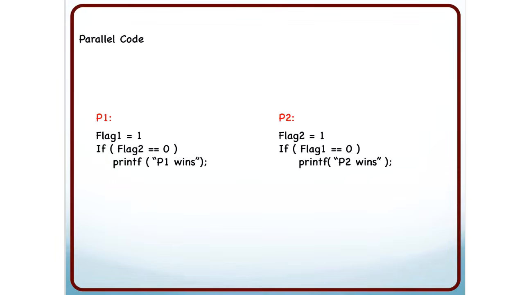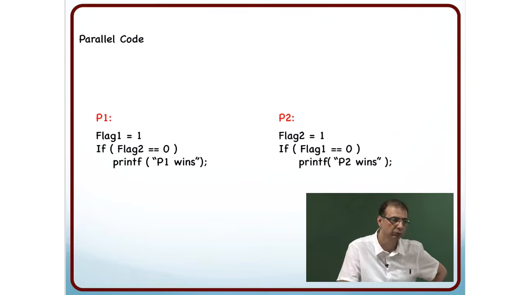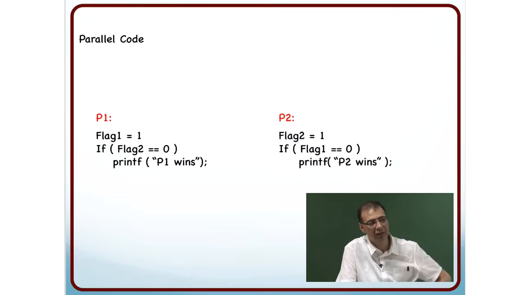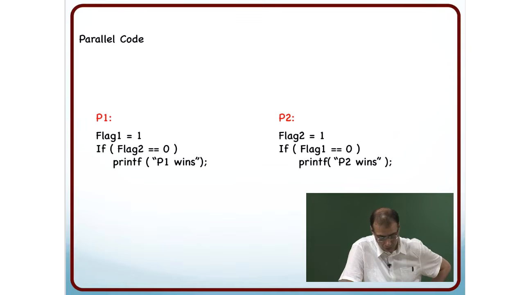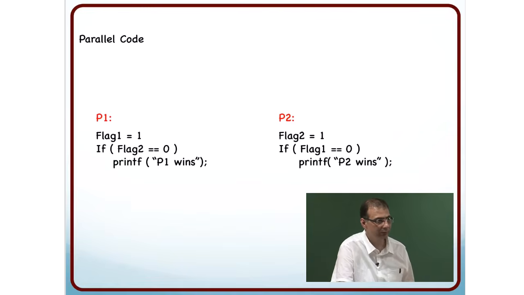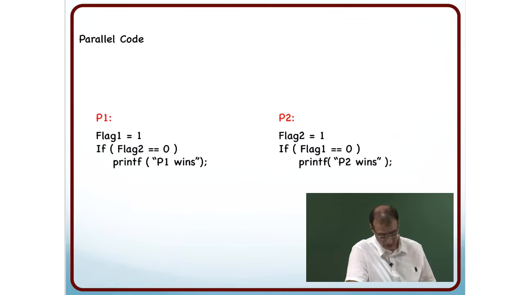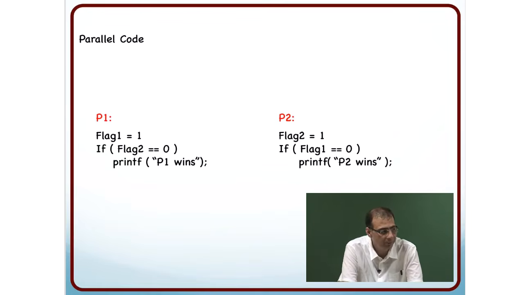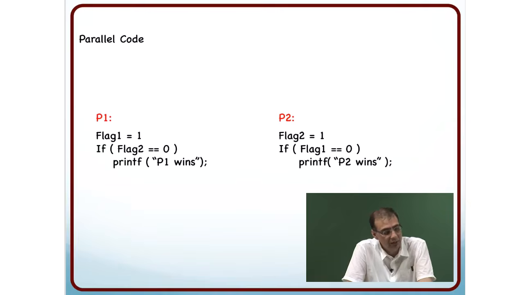Alright, what happens in a parallel code? Let's say I have the following code. It's a race between two processors, P1 and P2. We want to see who reaches the finishing line first. P1 declares flag 1 equal to 1, saying that I have reached the finish line. Then it checks if flag 2 is equal to 0, which means the other processor has not reached the finishing line. Then it declares itself to be the winner. The code is clear. Similarly, processor 2 sets flag 2 equal to 1, and then if flag 1 is equal to 0, it prints P2 is the winner. It declares itself as the winner.